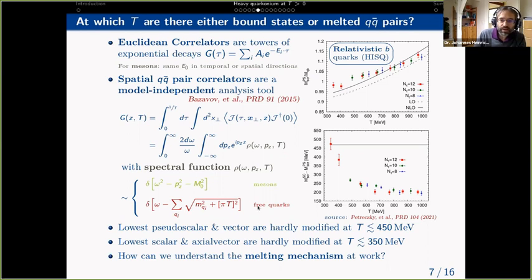So what we learn is that the ground states of pseudoscalar and vector are essentially unmodified until about 400-something MeV, while for the lowest scalar and axial vector states, we have essentially unmodified behavior up to about 300-something MeV. Now, from this, we have not used any assumptions, but we don't yet understand what the melting mechanism is, whether that is screening or whether that is dissociation.